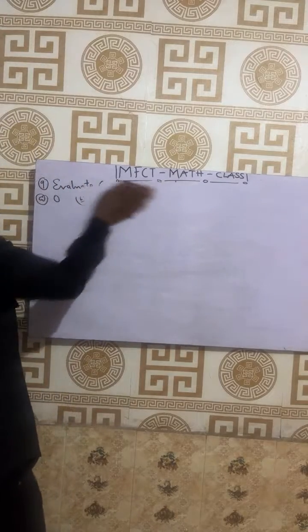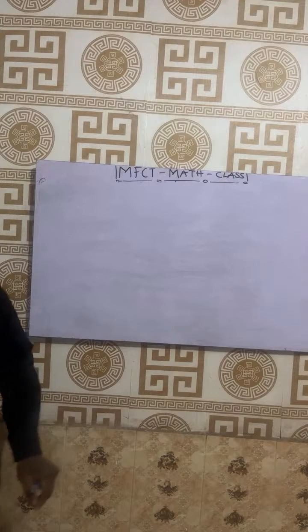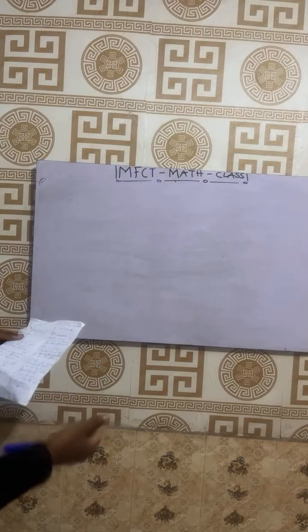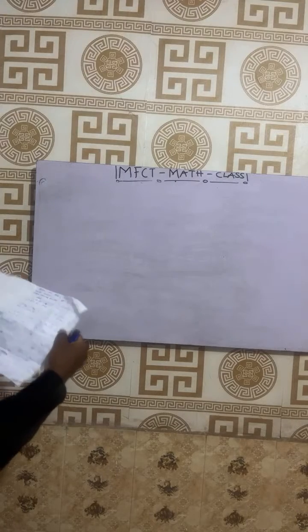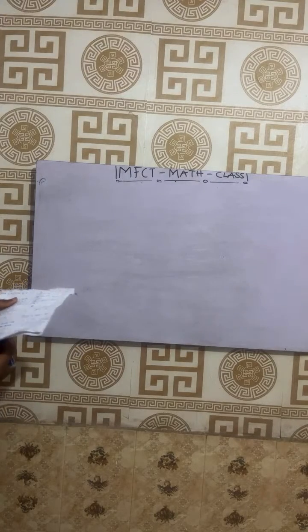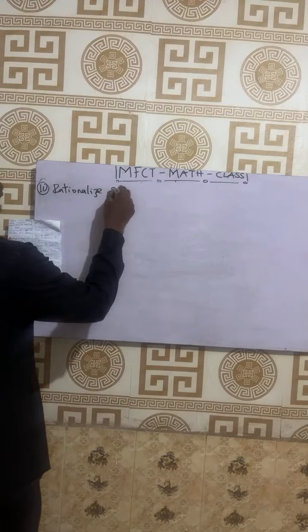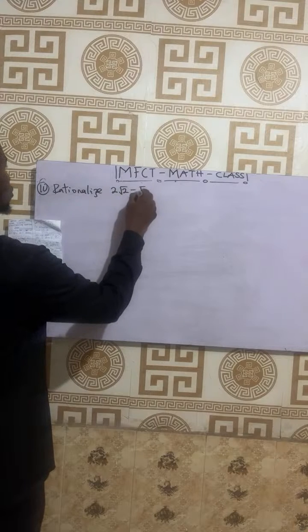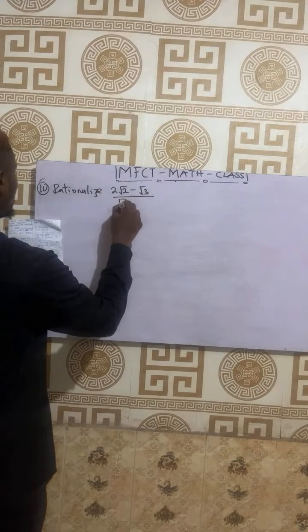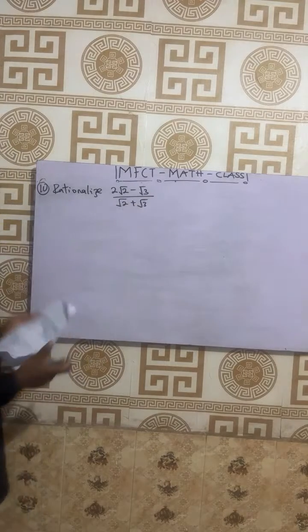Now, guys, in this example, the question is, rationalize. Rationalize, question 10. Rationalize 2 root 2 minus root 3 over root 2 plus root 3. Guys, look at this question. Rationalize 2 root 2 minus root 3 over root 2 plus root 3. Now, in this question, we have to rationalize this expression.